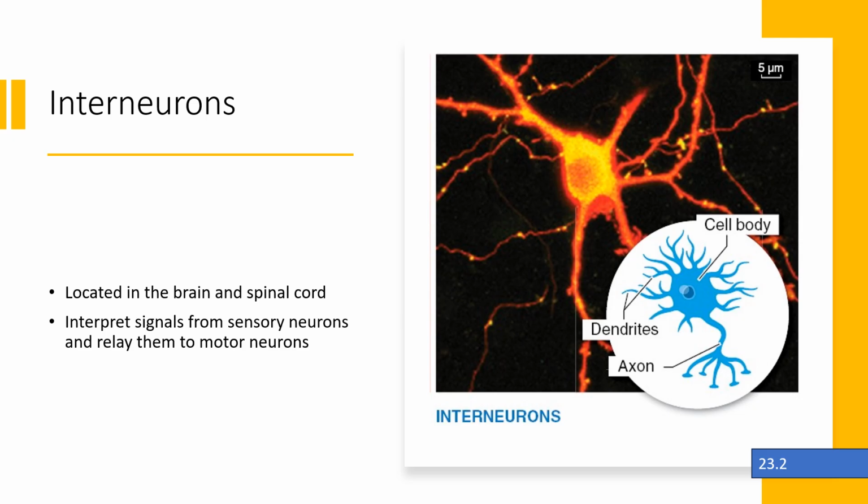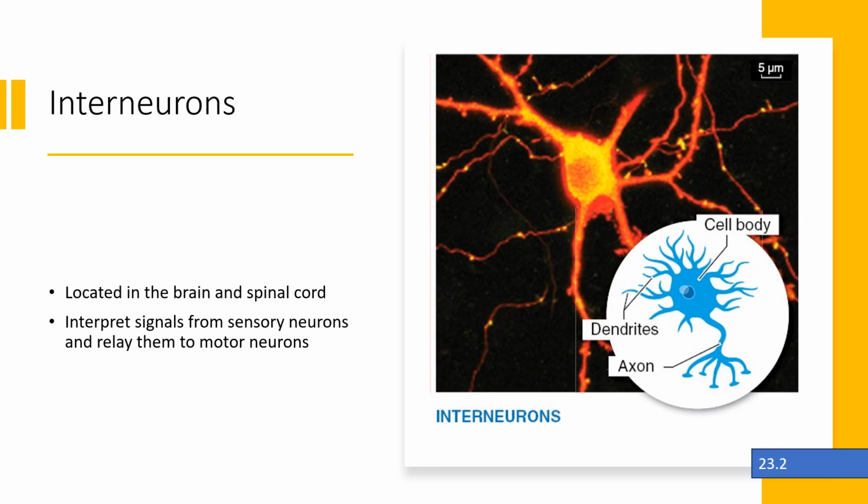Interneurons are the go-between and the interpreters of these electrical signals. They're located in the brain and the spinal cord. They receive signals from sensory neurons, interpret them, and relay those signals to the motor neurons so you can respond to the stimulus. So back to feeling a sensation with your hands.